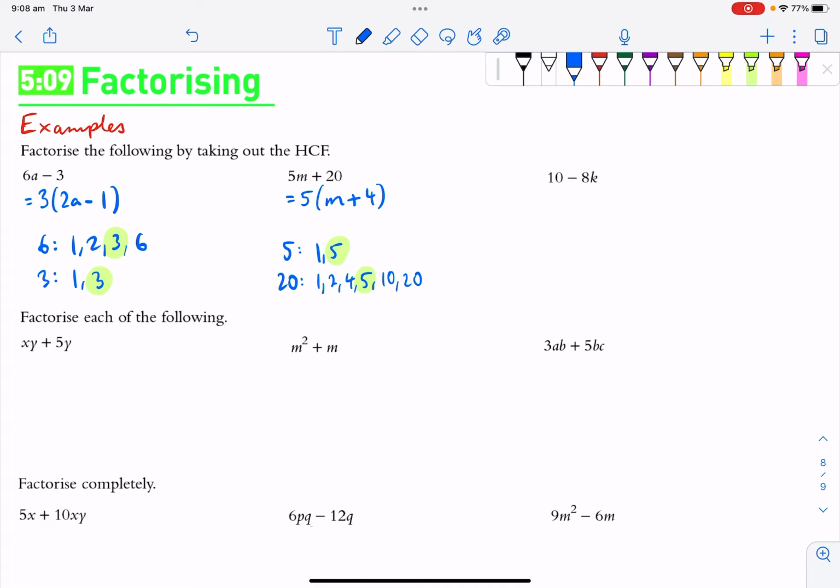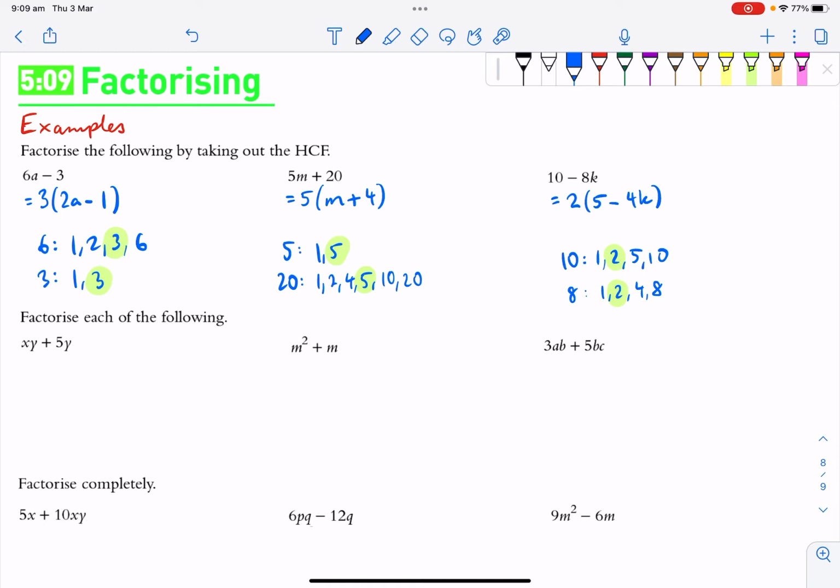All right, in the next example, we have 10 and 8k. So we're going to look at the factors of 10: 1, 2, 5, 10. And the factors of 8: 1, 2, 4, 8. So looking at both, I can see that the highest common factor is only 2. So therefore, we factor out 2. Then we do 10 divided by 2, which is 5. And then 8k divided by 2, which is 4k. And that's that. So that'll help you to answer the first question.